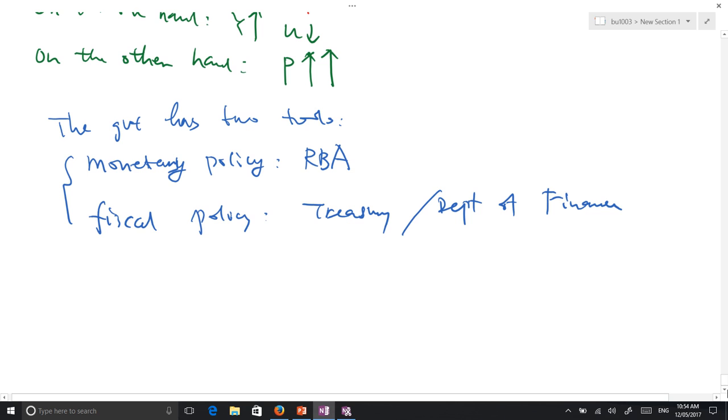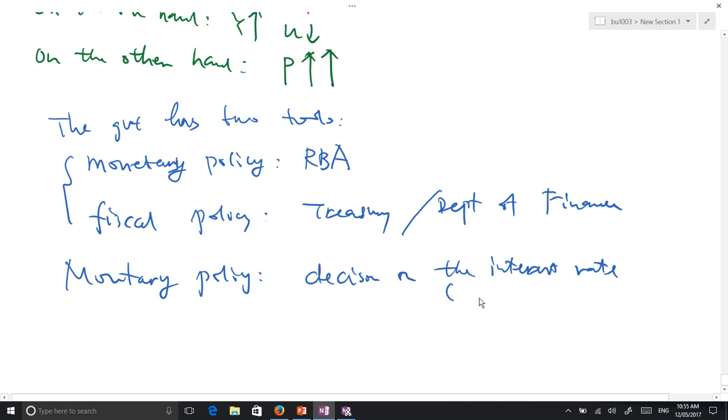Let's look at monetary policy. What is monetary policy? It's basically the decision on the interest rate, or particularly in Australia, it's called the cash rate. Or this is equivalent to decisions on the money supply.